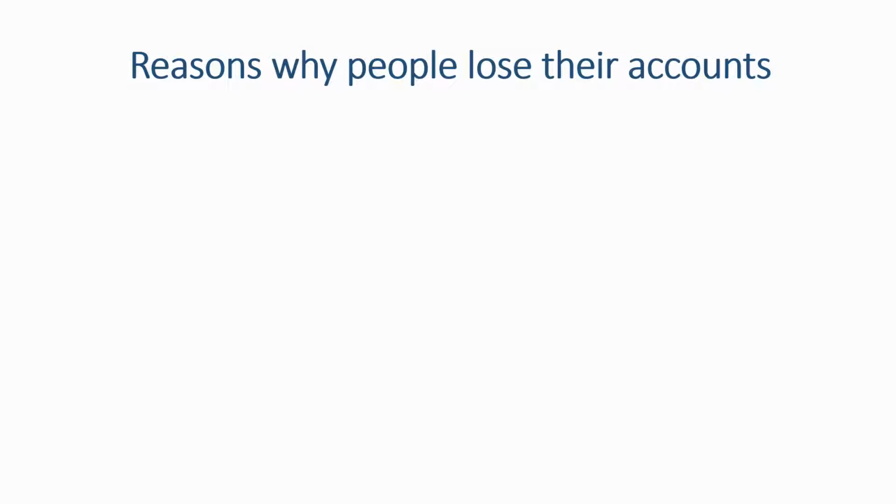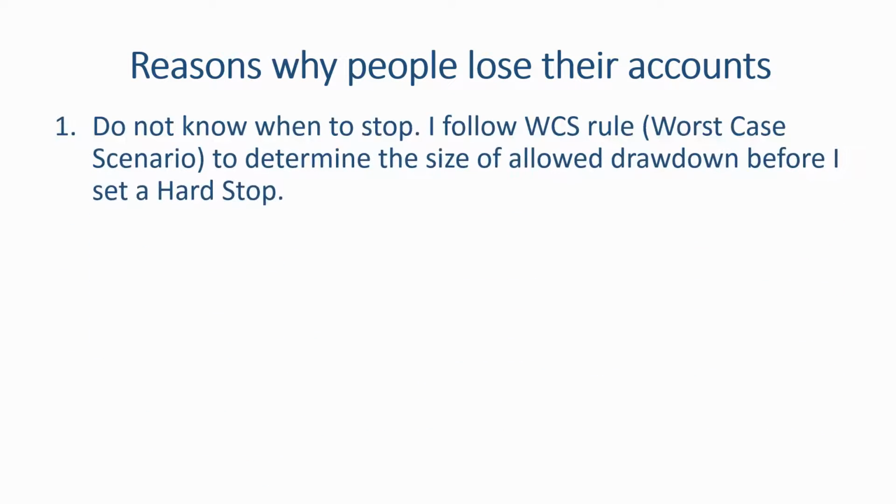Okay, so let's proceed and talk about the reasons why people lose their accounts. The first reason is that people just don't know when to stop trading. Personally, I follow a so-called WCS rule, which stands for worst case scenario, and this helps determine the size of allowed drawdown for any trading strategy.